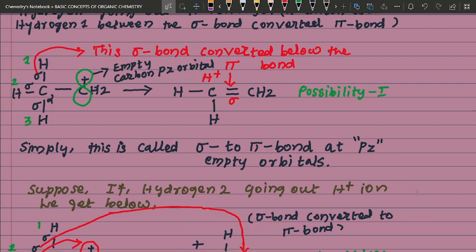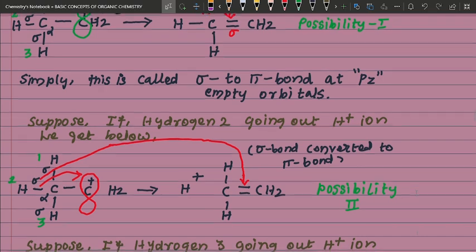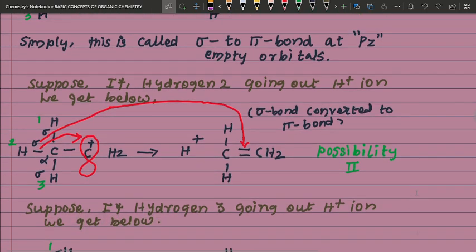Here the pz empty orbital denotes the carbon pz orbital. Suppose hydrogen 2 goes outside as an H plus ion, we get the structure below. See now. So this hydrogen goes outside as an H plus ion, so this sigma bond converts to this pi bond. This is possibility 2.